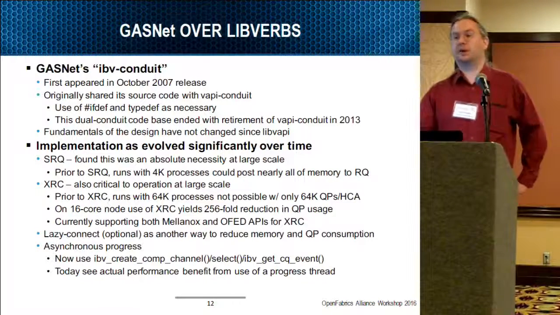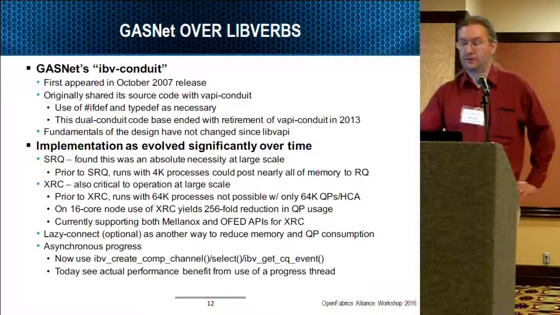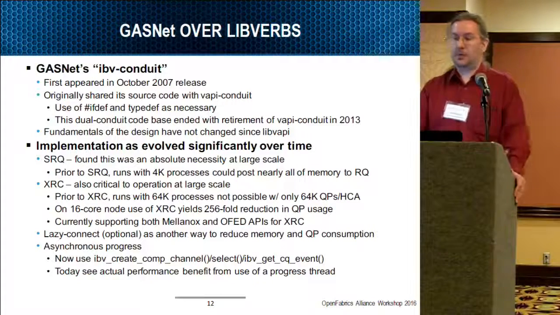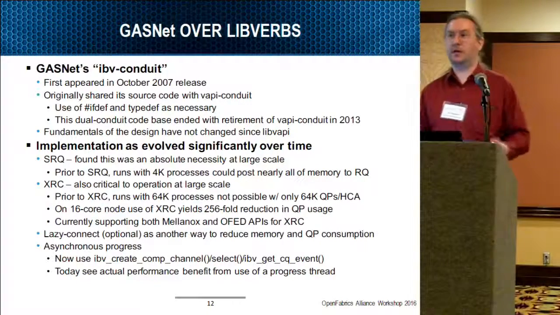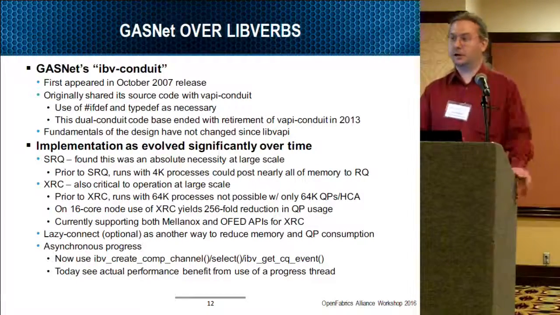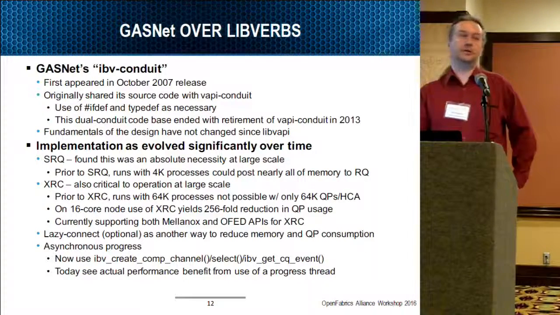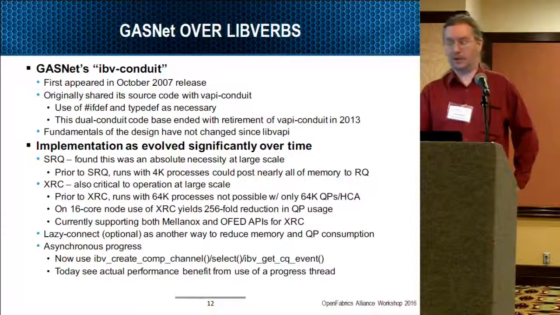Some of the other things that have come along that have distinguished the Verbs from what we did originally in VAPI, again related to the scalability issues, is lazy connect. We are using RC, but instead of connecting all of the queue pairs up at initialization time, we do it on demand as peers actually communicate, only building the reliable connection queue pairs at that point. This reduces both the memory associated with buffering as well as the consumption of queue pairs.